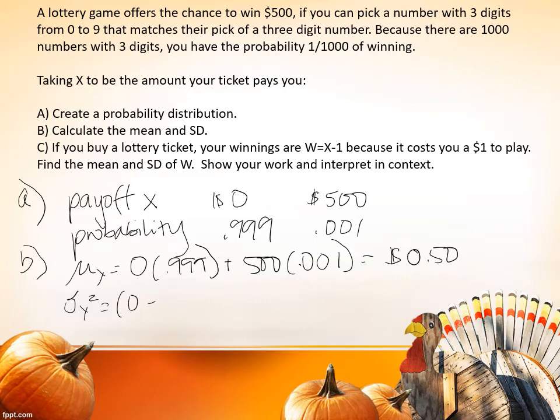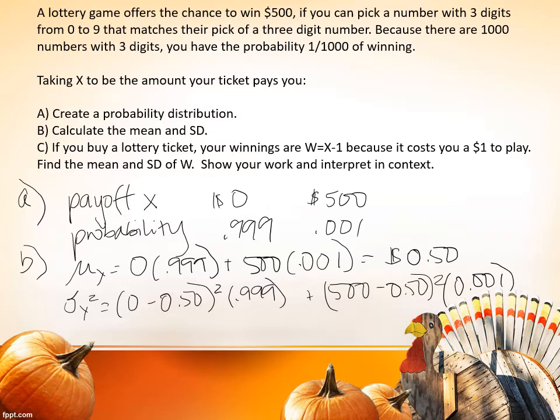So in this case, I'm going to go 0 minus 0.50 squared times my probability. And I'm just using the formulas that we did before for discrete random variables. So 500 minus 0.50 squared times 0.001. And when I do that, I get 449.75. And I'm going to need to take the square root of that in order to get my standard deviation, not my variance. That's going to be 15.80 as my standard deviation.